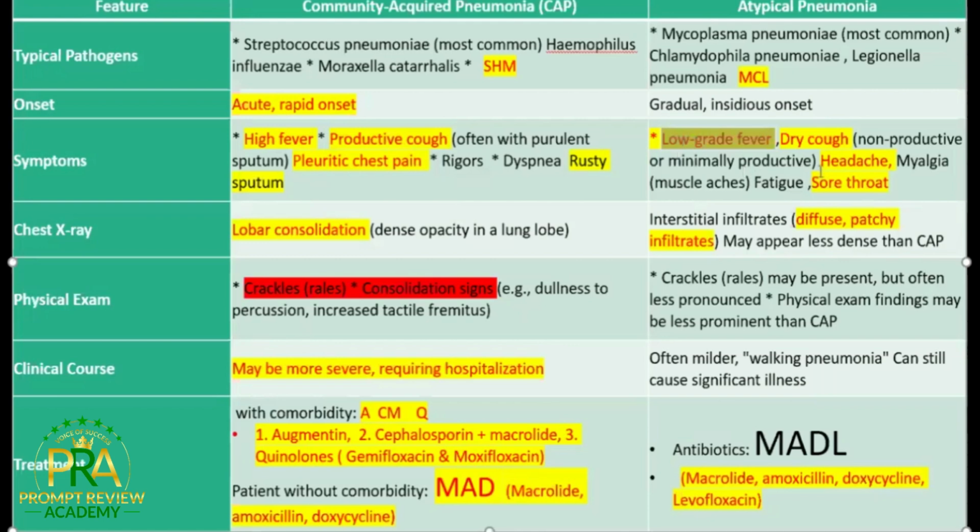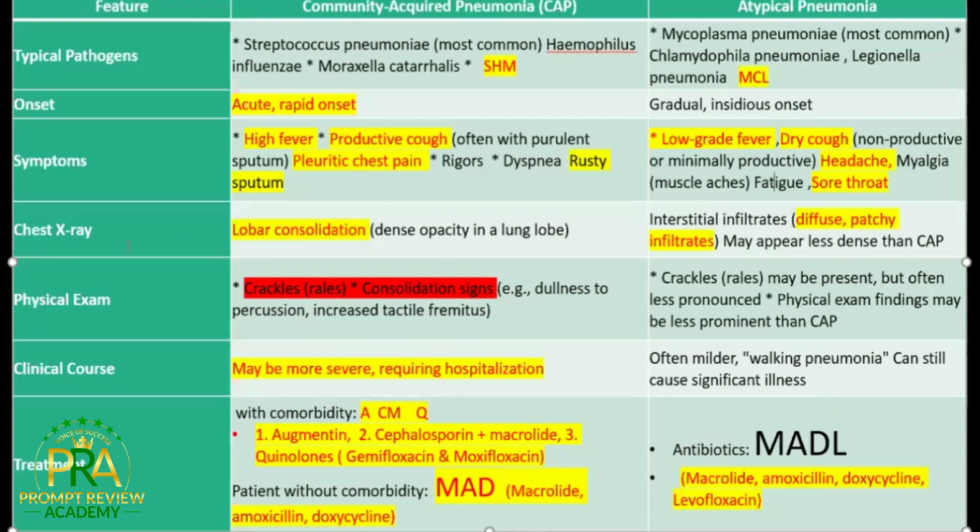So look at the question: is the temperature on the lower side? Dry cough, very non-productive cough. Then another important thing you must remember for atypical pneumonia is that they have ENT symptoms, ear, nose, throat symptoms. For example, they will tell you the patient presents with headache. That is an ENT symptom. Sore throat, that is an ENT symptom. Rhinorrhea. So this is one of the biggest buzzwords to differentiate atypical from community-acquired. Atypical patients have that ENT symptom.